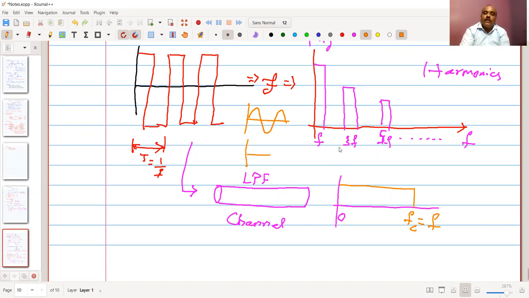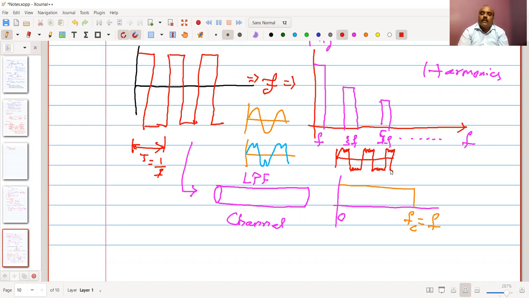Now, if I use a channel with two harmonics, what will happen? I may get something a bit closer to a square wave, not exactly square. If I keep on adding harmonics, I may get very close to the square wave. Of course, there will be some distortion.